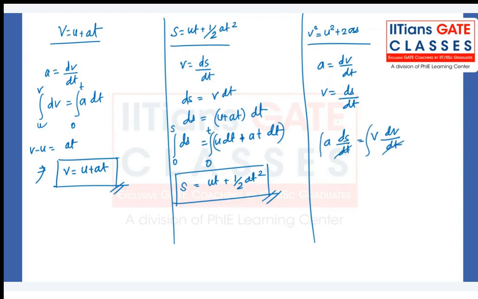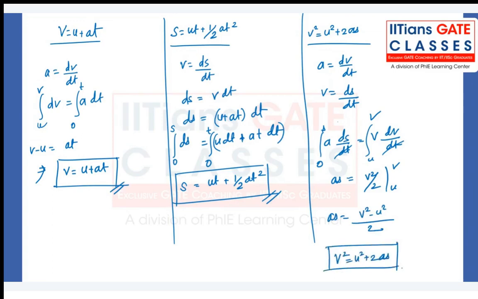Integration of a ds, when s is from 0 to s, at that time the velocity is from u to v, so it is v square by 2 ranging from u to v. So as is equal to (v square minus u square) divided by 2. So v square is equal to u square plus 2as. That's how we can derive all the equations of motion.